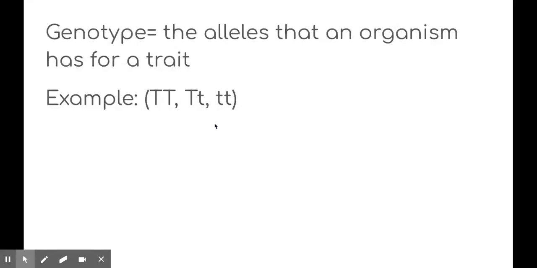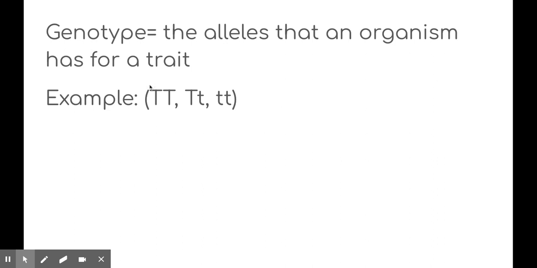All right, so quick review of vocabulary. You don't need to write this down. When we're talking about a genotype, we're talking about the alleles that an organism has for a trait. So remember, an allele is a type of a gene. It's kind of like a flavor of the gene. So if our gene is tall, our two alleles are tall and short. And we write the alleles using capital or lowercase letters.